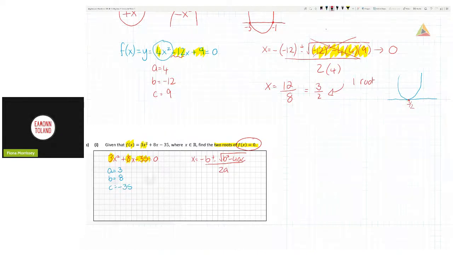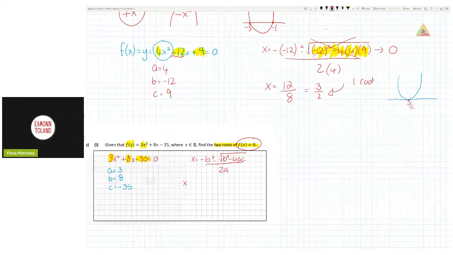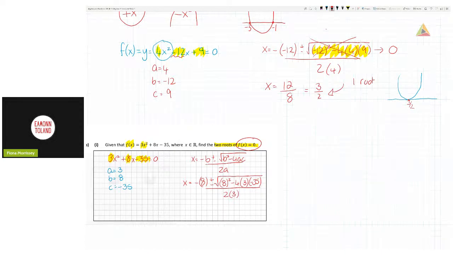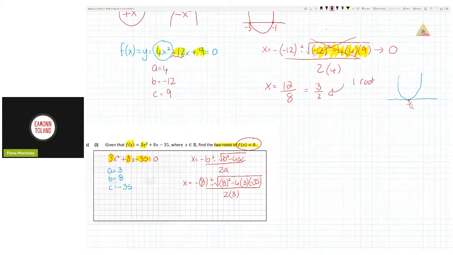Subbing into my minus b formula, that's going to give me x equals minus 8 plus or minus the square root of 8 squared minus 4 times 3 times minus 35, all over 2 times a, which is 2 times 3. We're going to put that straight into the calculator. The first time we put it in, we will use our plus here. And then if we keep it on the screen, it's nice and easy to go back and just change that to a minus.